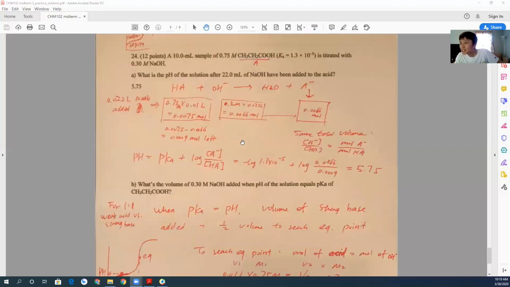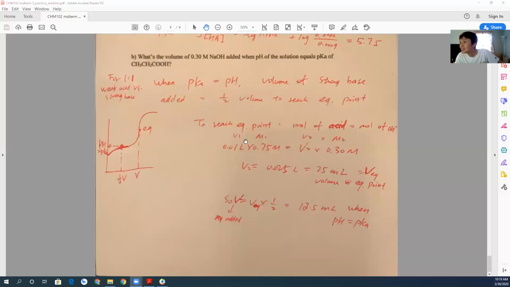Oh, I don't have it in my scanned file. Hold on. Let me pull that out. Midterm practice.